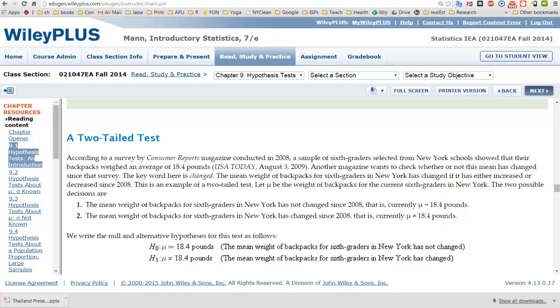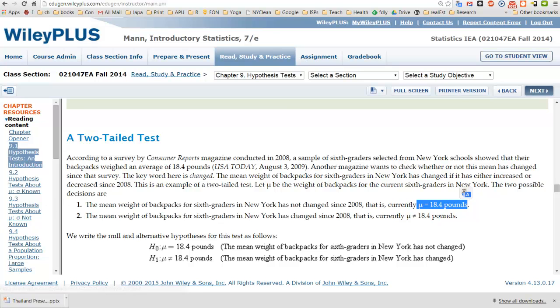Okay, let's talk about a two-tailed test. This is section 9.1. So the idea here is that we have a hypothesis. In this case, it's going to be a hypothesis about the mean of a population. We'll see the details in a second.